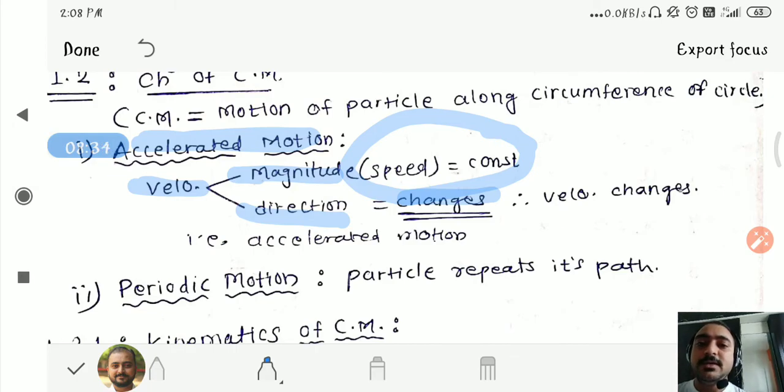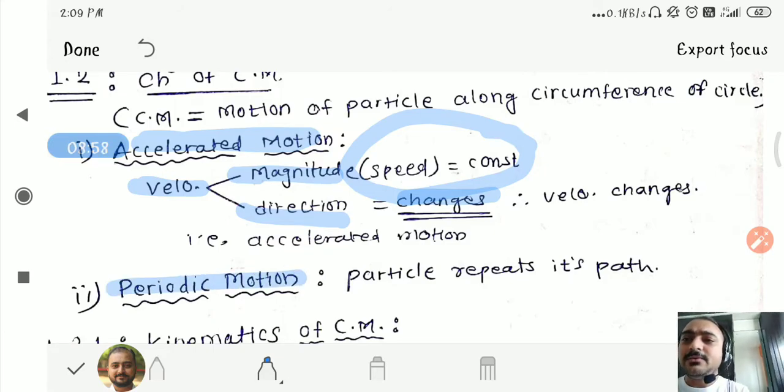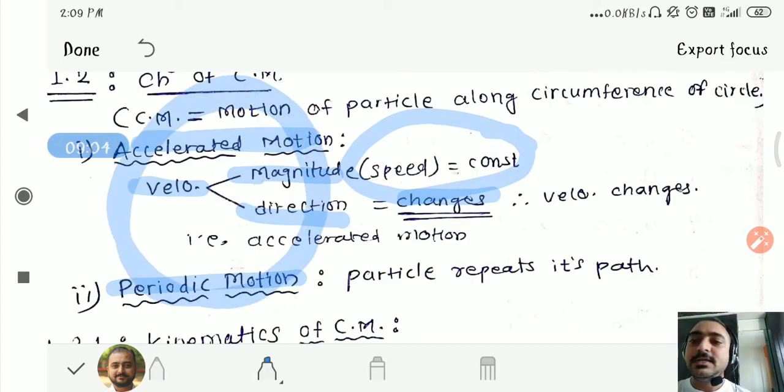And that motion becomes accelerated motion, because acceleration is defined as the rate of change of velocity. Here the velocity changes because of change in direction, and that's why we say this is accelerated motion. Another thing, the second characteristic, is that it is a periodic motion. While performing circular motion, the particle traverses the circular path again and again in a fixed interval of time, and so we call it periodic motion.